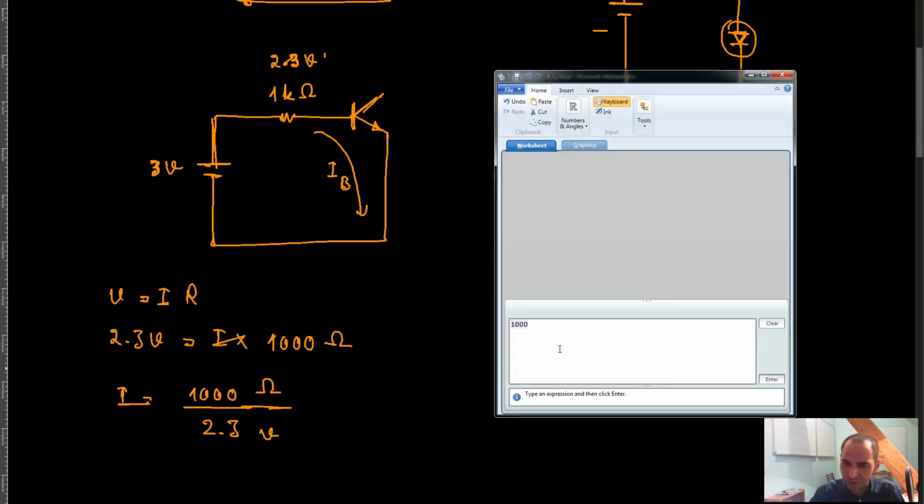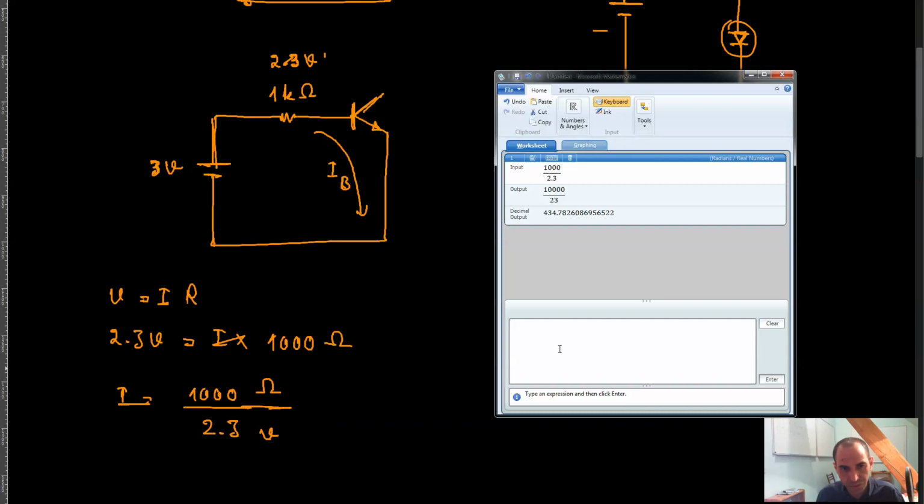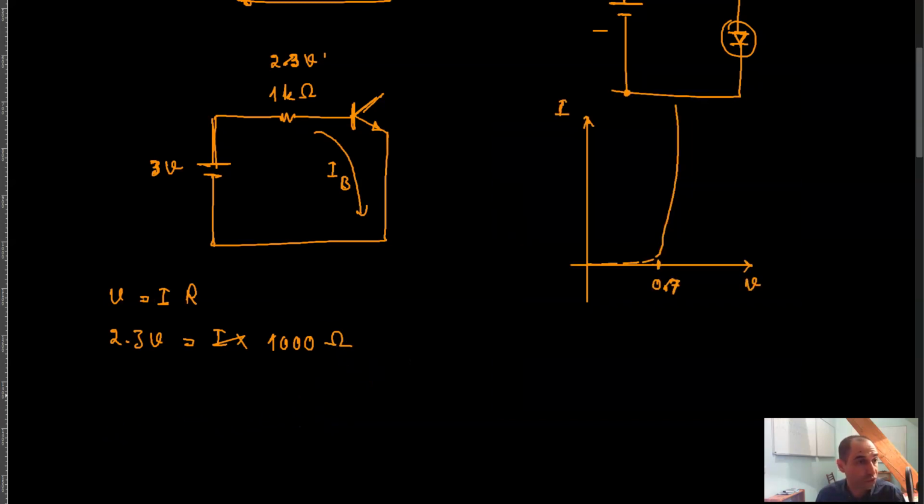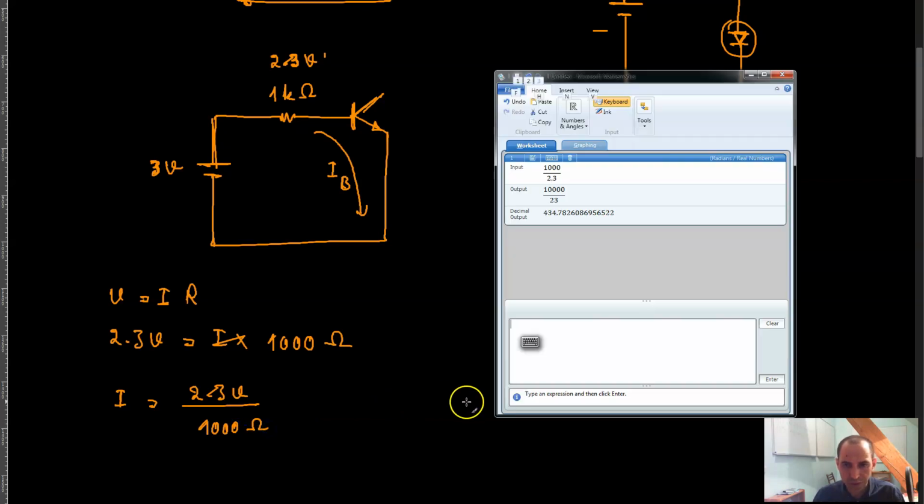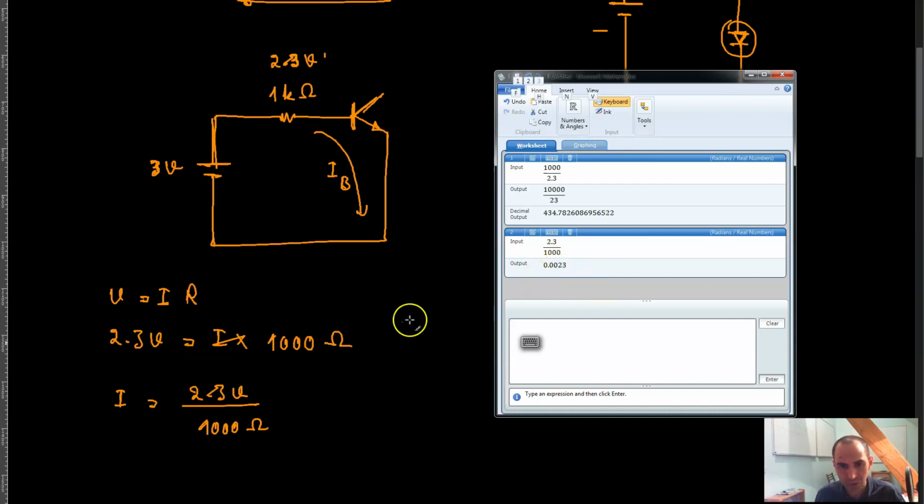No, I'm sorry. Made a mistake here. I is equal to 2.3 volts divided by 1000 ohms, which is the same thing as 2.3 divided by 1000, which is 0.0023.